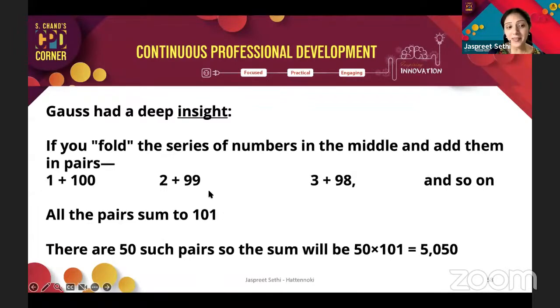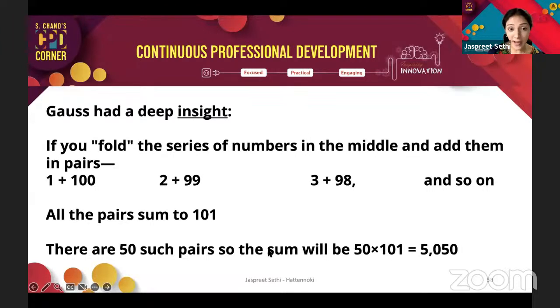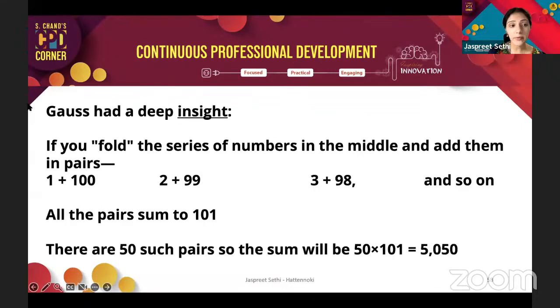And because I folded the series, I need to cut it in half. So that would mean that there are 50 such pairs. So if I multiply 50 with that sum that I'm getting every time, that is the sum of the first 100 integers, from 1 to 100. And this general formula that we know today as the sum of the arithmetic series is n divided by 2, which is the number of numbers that we had, 100. We divide that by 2, which is 50. And then n plus 1 was my 100 plus 1, 101, which is what I was getting as the sum of the 1 and the 100, the 2 and the 99.